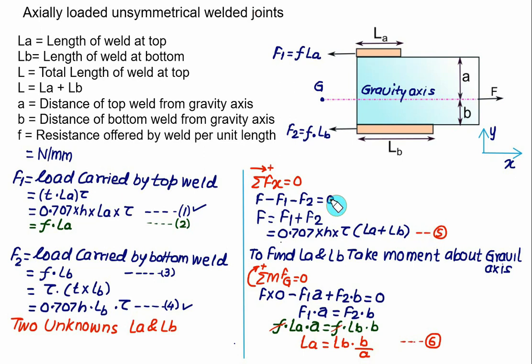So very quickly we can write the value of summation of Fx, that is the value of F is equal to 0.707 H multiplied by tau multiplied by LA plus LB. Using this we can find out the total length of the weld required. Then you can take the moment about the gravity axis. For that I will give the clue. F2 multiplied by B is equal to F1 multiplied by A. It is nothing but the total moment about the gravity axis equal to 0. So two steps are required, equation number 5 and equation number 6, to find out the length of the weld at the top and at the bottom.